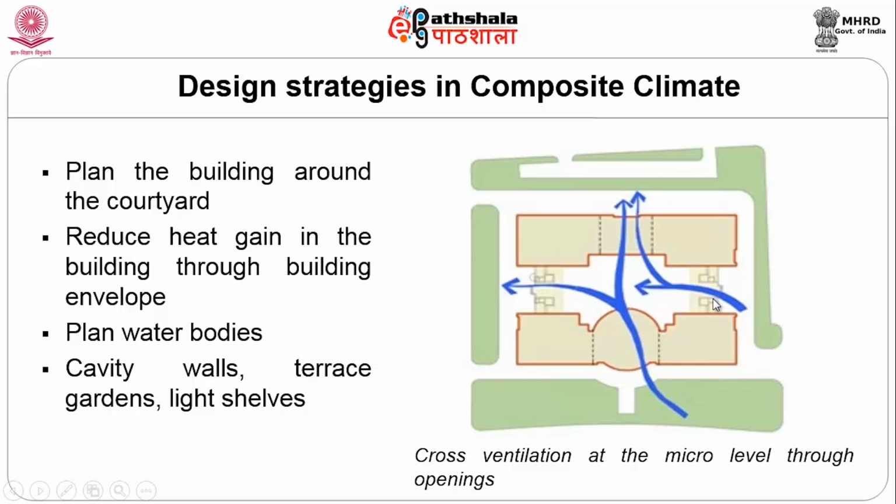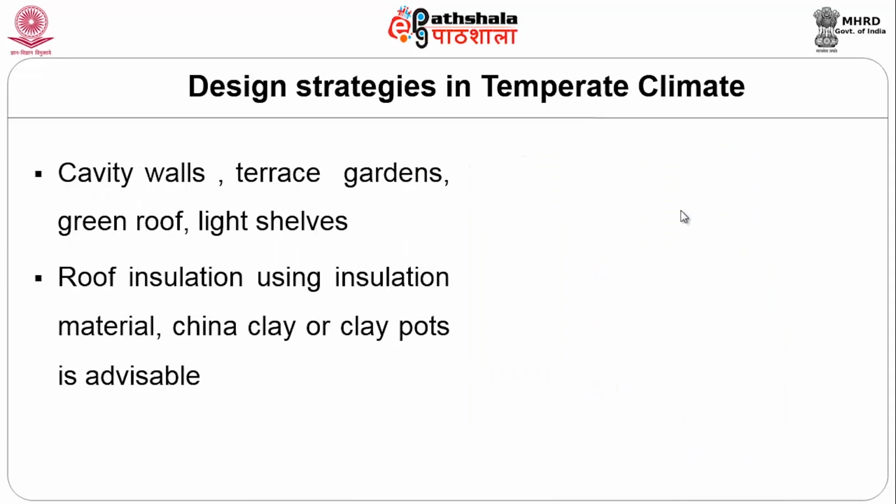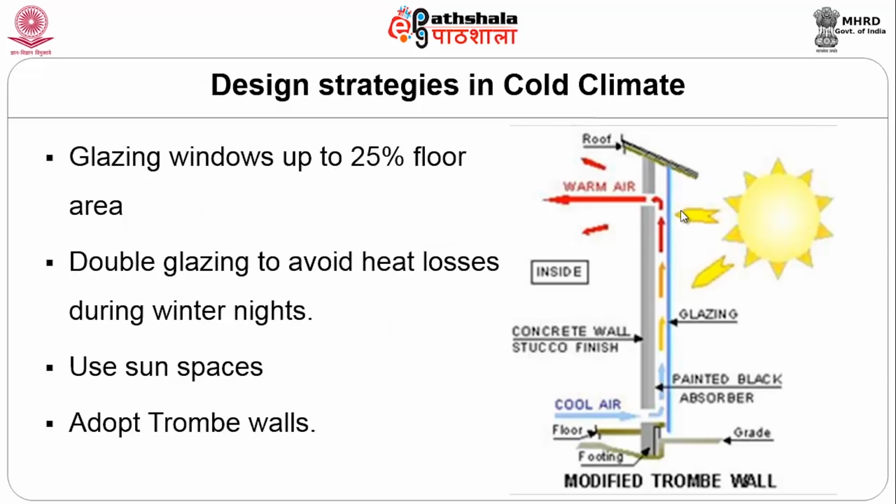You need to reduce the heat gain by making sure that you have a building envelope that is not continuous and there are gaps for heat to escape as well. Design strategies in temperate climate. You need to have cavity walls, terrace gardens, green roofs and light shelves. Roof insulation using insulation materials like china clay or clay pots is advisable.